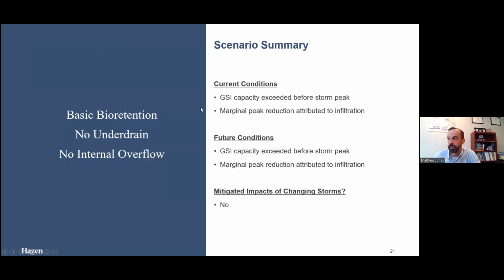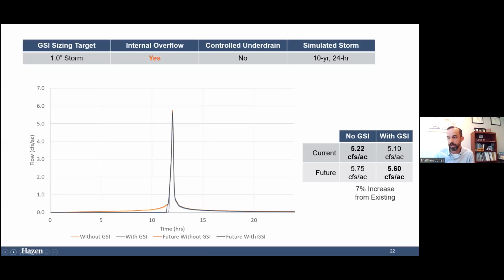So what happens with that scenario? The capacity of the system is exceeded before the peak of the storm event. That marginal peak reduction we're seeing is attributed to infiltration into the bioretention soil. And the same thing happens under future conditions. So based on the question we were asking, the criteria we were set, this setup was not mitigating the effects of changing storms.